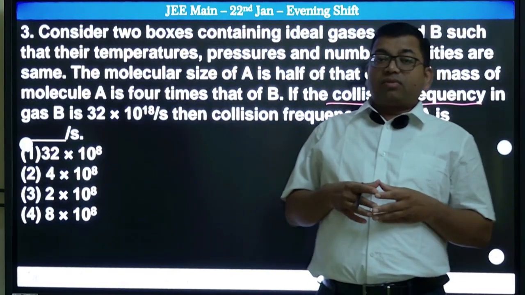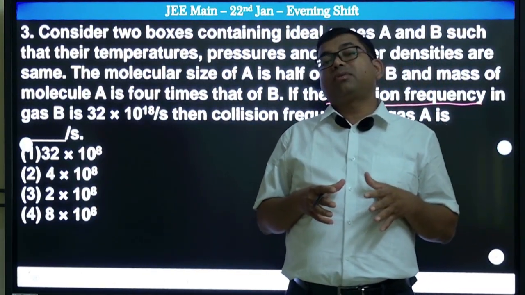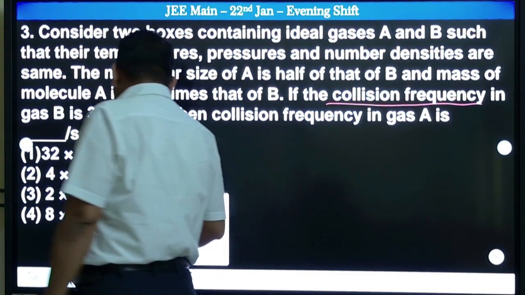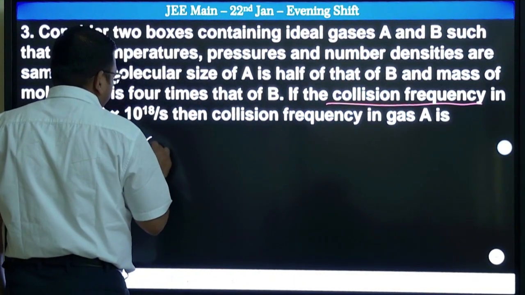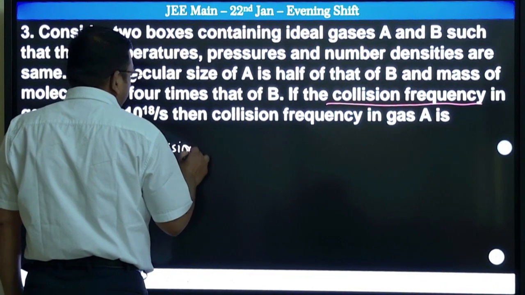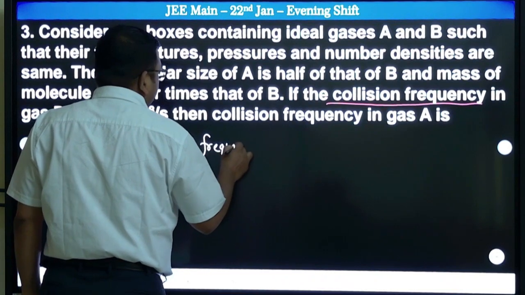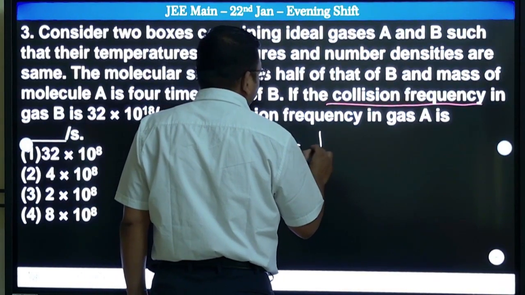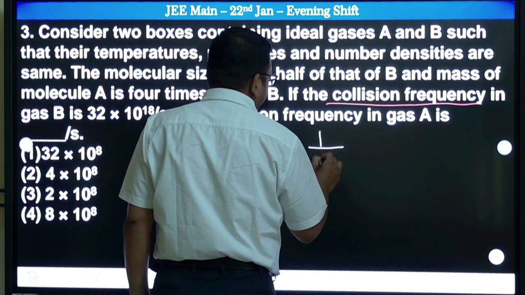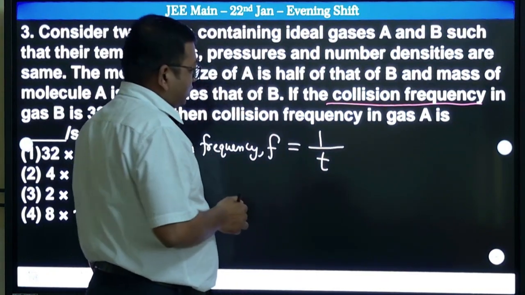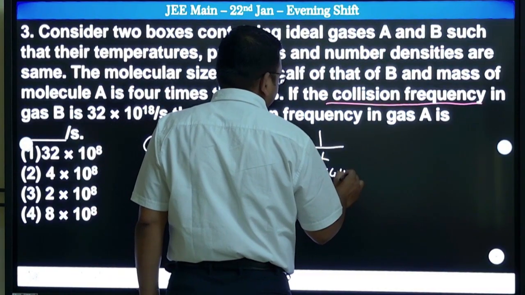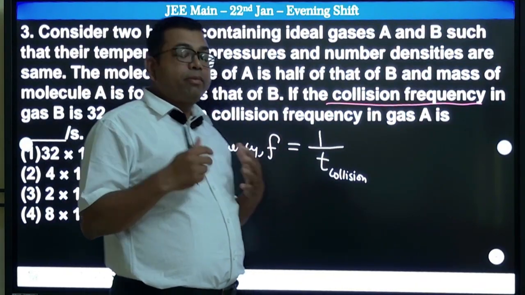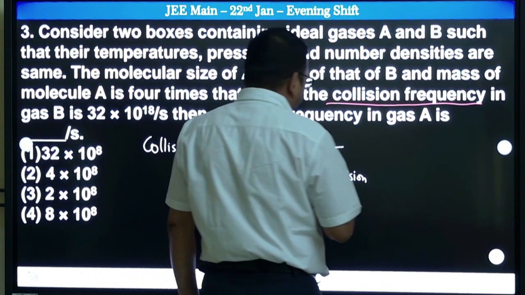So what is collision frequency? We have some ideas about, let us say, mean free path. If you try to understand collision frequency f, it is nothing but 1 by the time between successive collisions, because molecules will be moving randomly and colliding. So this time is nothing but the average time.